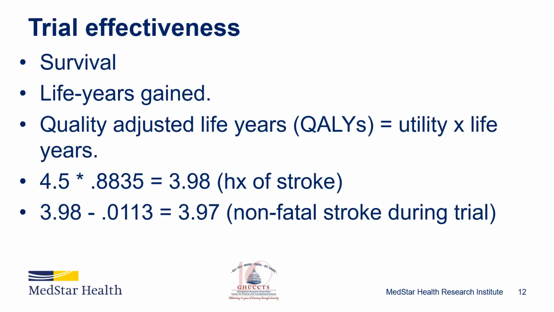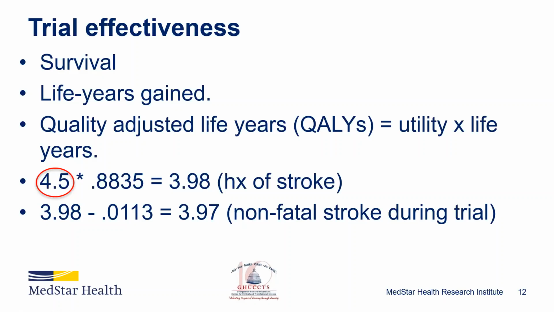So how do we calculate a quality adjusted life year? Well, it's just the utility times the life years, or the survival. So let's say, for example, that we have a patient here that has a survival time of 4.5 years, but before the trial began, they had a stroke. They have a history of stroke. So we multiply their survival times the utility, which from the previous table was 0.88. So we now have a quality adjusted life year of 3.98.